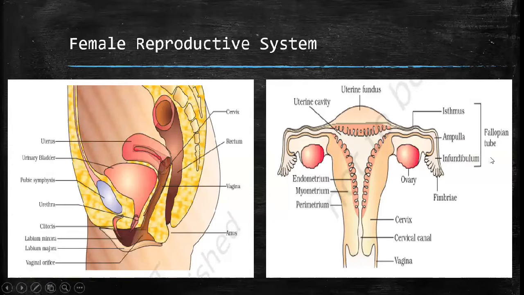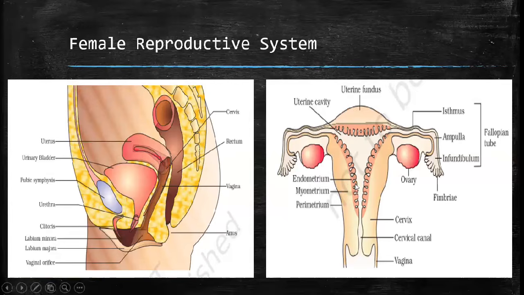Now, you don't need to know the infundibulum, the ampulla, or the isthmus. They're not important. What you need to know is that this part here is the fallopian tube or the oviduct. You need to know that this is the ovary. You need to know the fimbriae. You need to know also this part here, the entire part, which is the uterus. That's where implantation occurs, and that's where the unborn baby is carried until they are born.